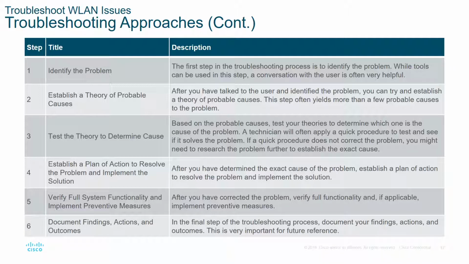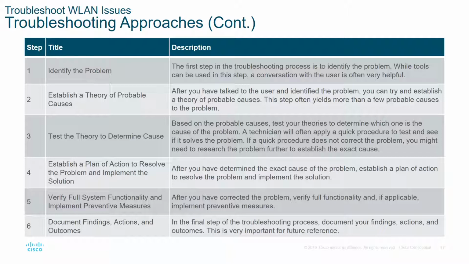In step 3, test the theory to determine cause. Based on the probable causes, test your theories to determine which one is the cause of the problem. A technician will often apply a quick procedure to test and see if it solves the problem. If a quick procedure does not correct the problem, you might need to research the problem further to establish the exact cause. In step 4, establish a plan of action to resolve the problem and implement the solution.